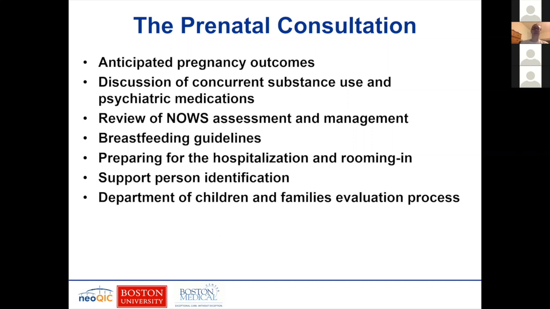So if there are arrangements like that that can occur, or speaking with residential programs to talk about permitting the mother to room in during that time period that she's with the baby. All of those conversations can happen pre-delivery. We also talk about the Department of Children and Families and the evaluation process that will happen after delivery.